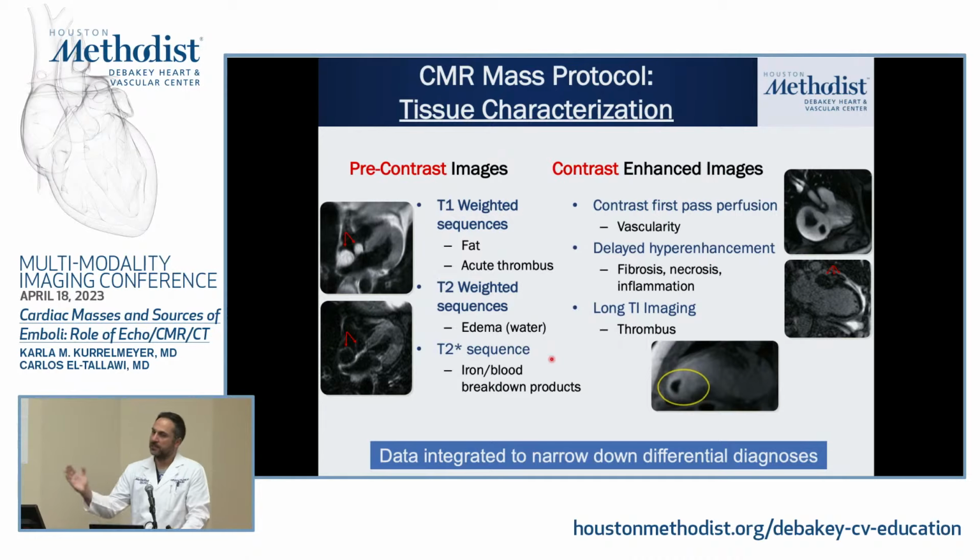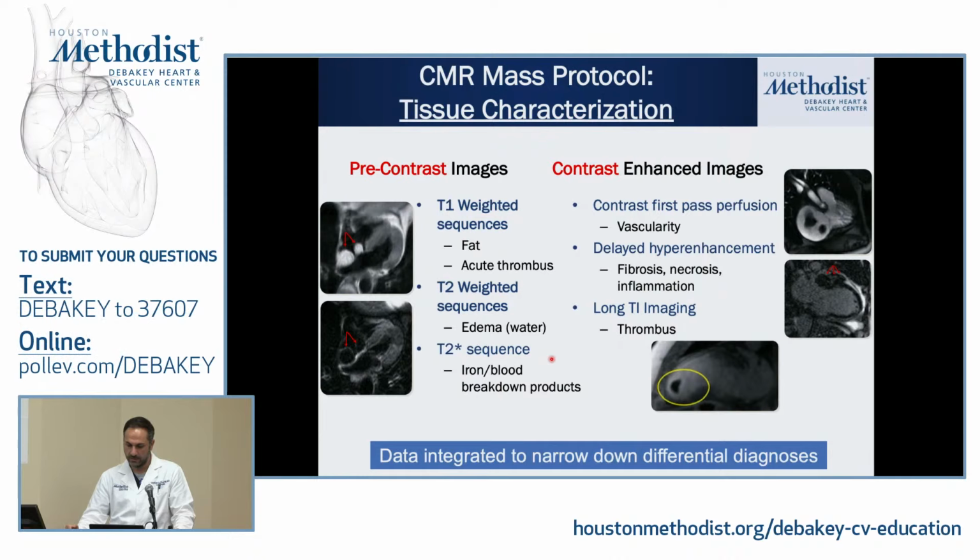And then the second half of this protocol is the contrast-enhanced images, where, as we said, we have the first pass perfusion to assess vascularity. Vascularity means it's a tumor most of the time, or the vast majority of the time. And then we have the delayed hyperenhancement for fibrosis and necrosis. And then, again, the long inversion time imaging to detect the thrombus, as you can see in this image over here.